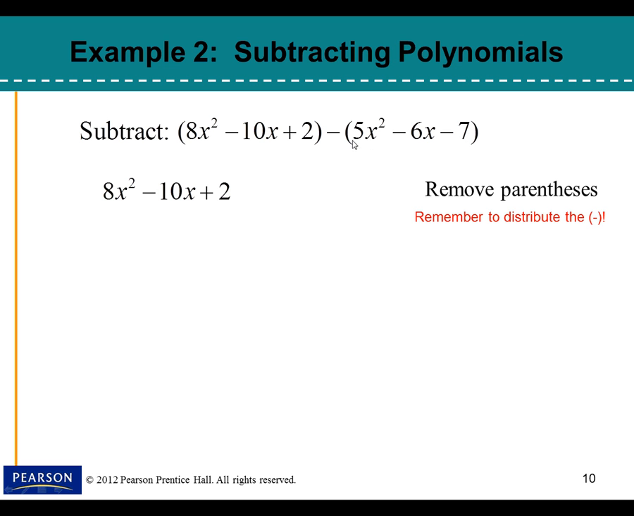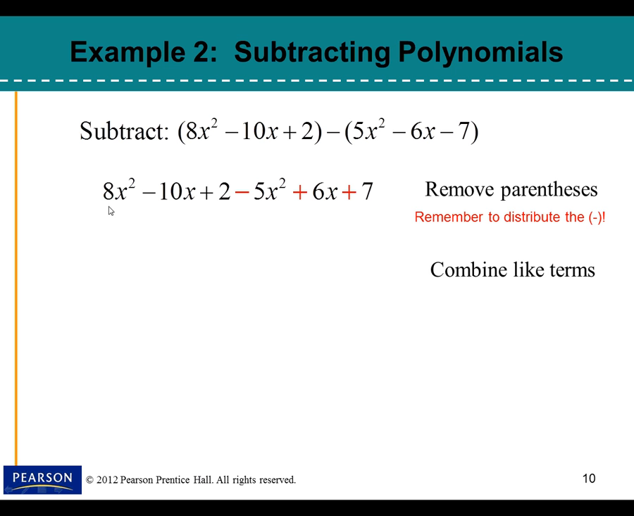So if this is positive because there's not a negative sign in front of it, it is now going to be negative. This is negative 6x. It will now be positive 6x. And minus 7 will be positive 7 because that's the effect of distributing your negative. So we go combine like terms.